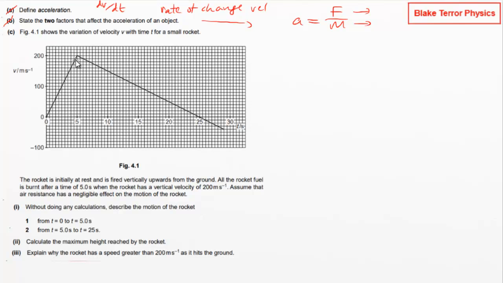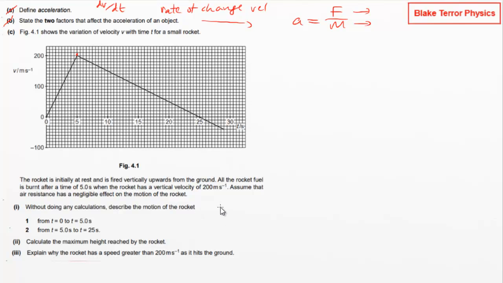Figure 4.1 shows the variation of velocity v with time t for a small rocket. Okay, so zipping up in the air, coming back down again by the look of it. The rocket is initially at rest, fired vertically upwards from the ground. All the rocket fuel is burnt after 5 seconds. So that's where we've reached our peak velocity of 200 meters per second. Assume that air resistance has a negligible effect on the motion of the rocket. Without doing any calculations, describe the rocket from t equals 0 to t equals 5 seconds.